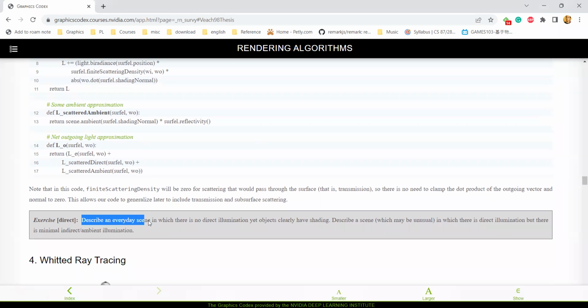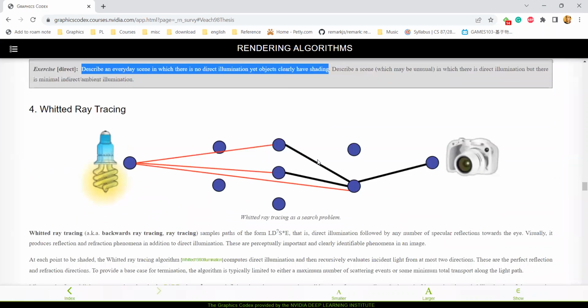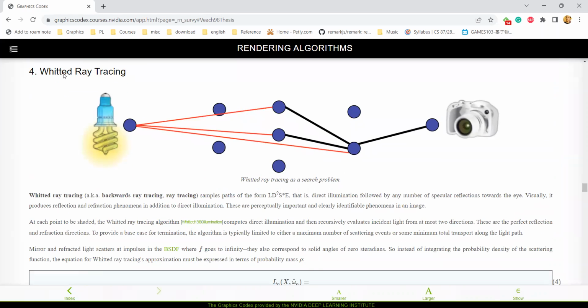Describe an everyday scene in which there is no direct illumination, yet objects clearly have shading. That's just everything. Let's say if sunlight is the only light, everything under the shadow is still clearly visible. I guess would an overcast day count as well? Yeah, because there's no direct path to the sun.